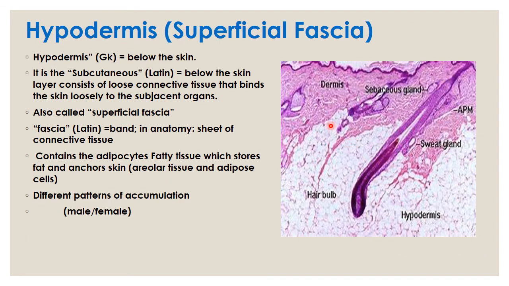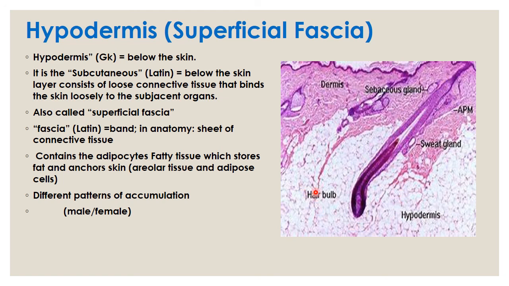Below the dermis layer, there is adipose tissue or the subcutaneous tissue, which is called the hypodermis layer. This hypodermis layer is also called the superficial fascia of the skin. Subcutaneous is the Latin word for below the skin. This layer consists of loose connective tissue, and it binds the skin to the adjacent organs, so it is also called the superficial fascia. Fascia is a Latin word that means a band. So it's a band of connective tissue.